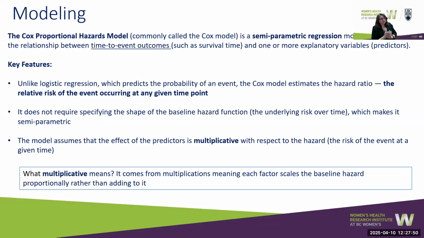Unlike logistic regression, which predicts the probability of events, and I already talked about it, Cox estimates the hazard ratio, the relative risk of the event occurring at any given time point. So basically, we can calculate relative risk at each time point. What was the relative risk of dying between female and male at points 1, 2, and so on. It does not require a specific shape of the baseline hazard.